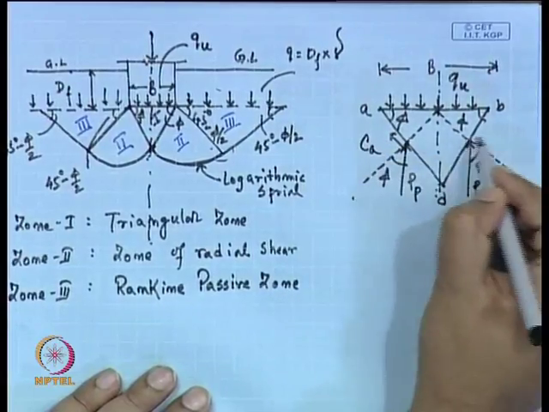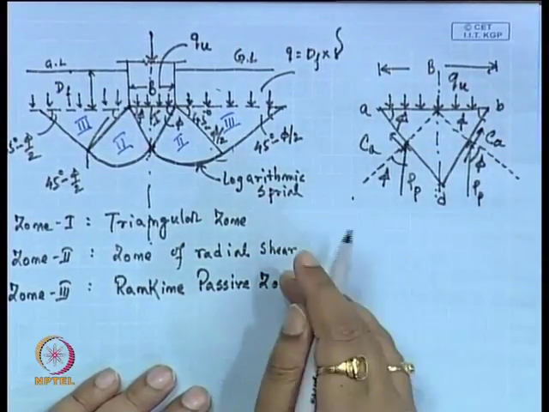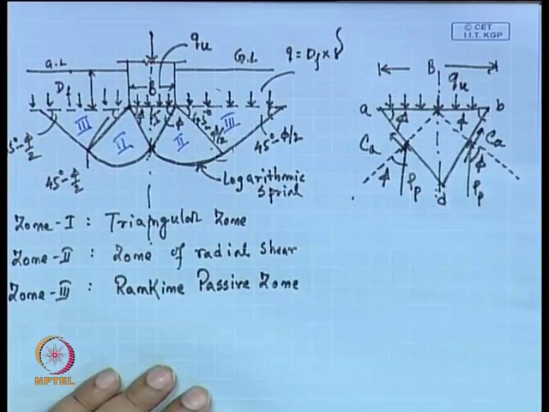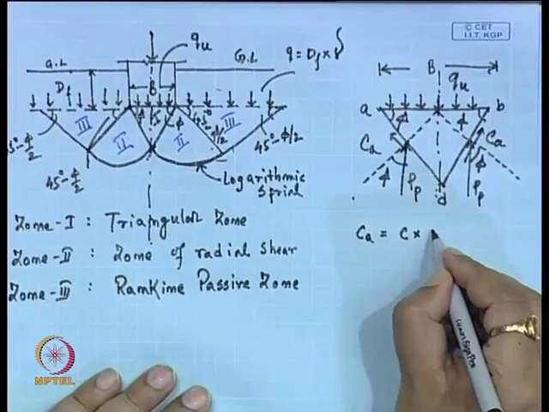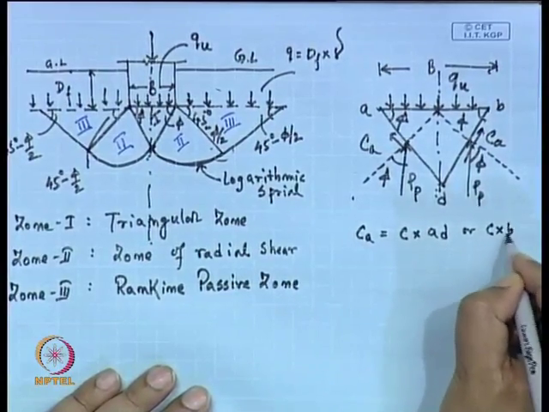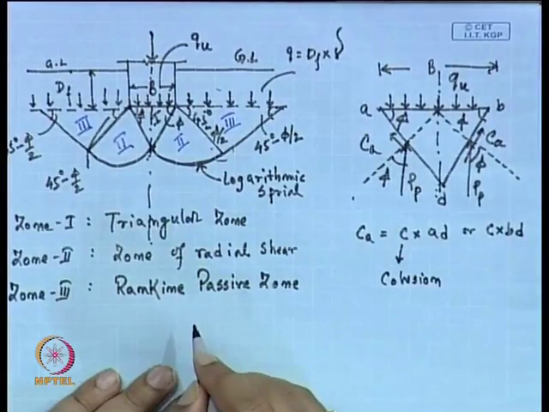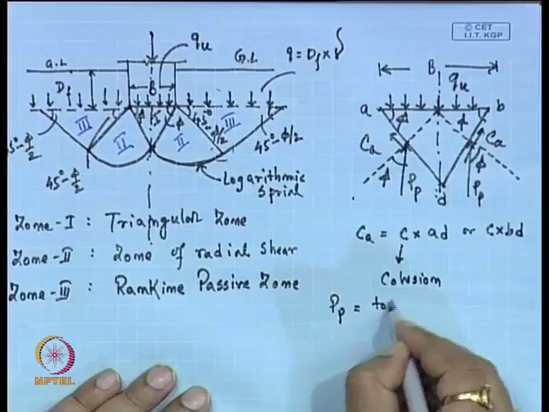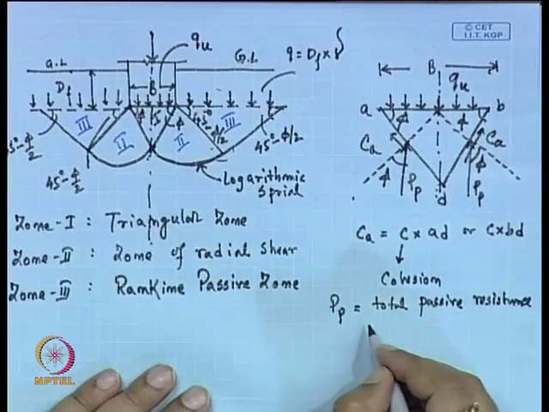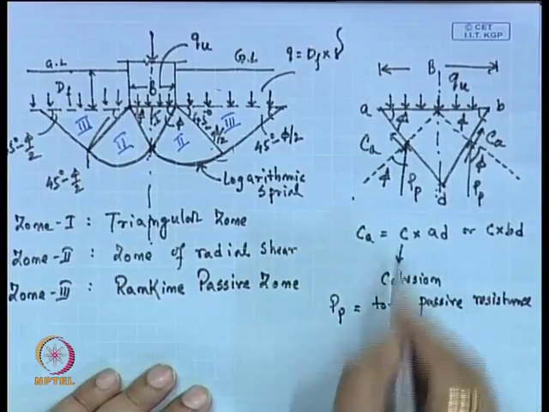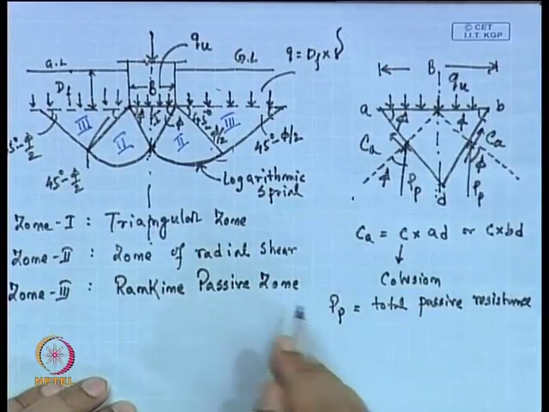Now, this CA is the adhesion that is acting along the AD and BD lines. So, CA is the adhesion, it is acting along these two lines. Now, we can say this CA is equal to C into AD or C into BD, where C is the adhesion. Similarly, C will be the cohesion, and PP is equal to the total passive resistance. So, PP is the total passive resistance that is acting here, and C is the cohesion.